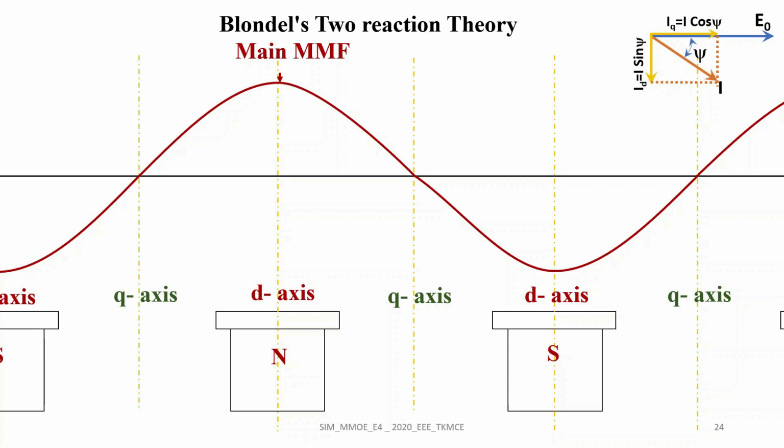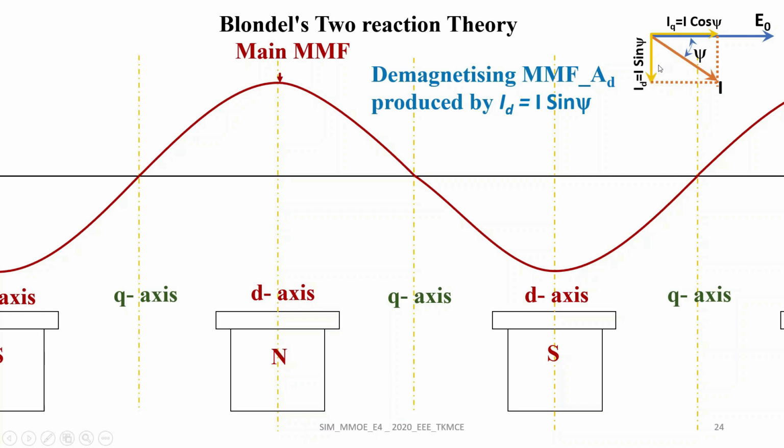Under this condition, current is split into two components. One is the vertical component, that is ID, and another one is the horizontal component, that is IQ, which is in phase with E0. So ID is responsible for demagnetization. Due to ID, some MMF AD is produced. So AD can be generated by means of two fictitious poles, that is ND and SD. The magnetic circuit associated with AD is the same as that of the main magnetic circuit.